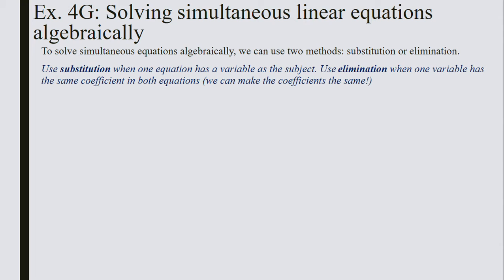So in our previous exercise, we looked at solving simultaneous equations using a graphical method. That involved plotting 2 points for each graph, connecting the dots and then seeing where the point of intersection was, and that was our solution. This time we're going to use algebraic methods, so there's no graphing involved.